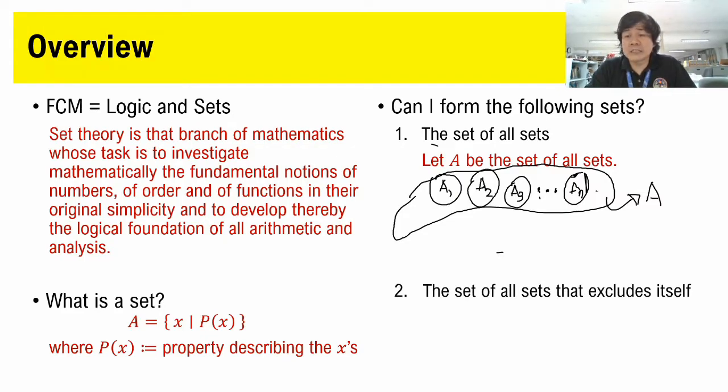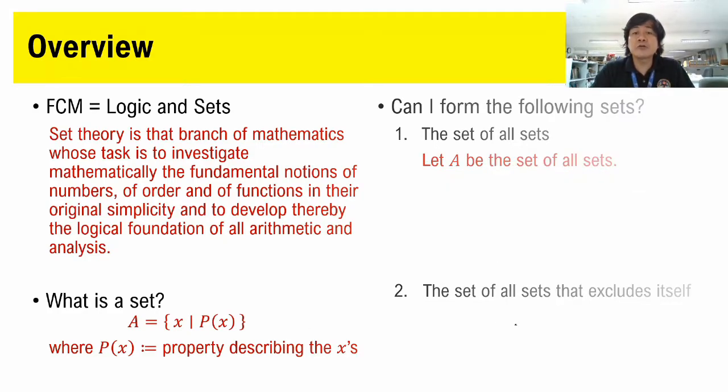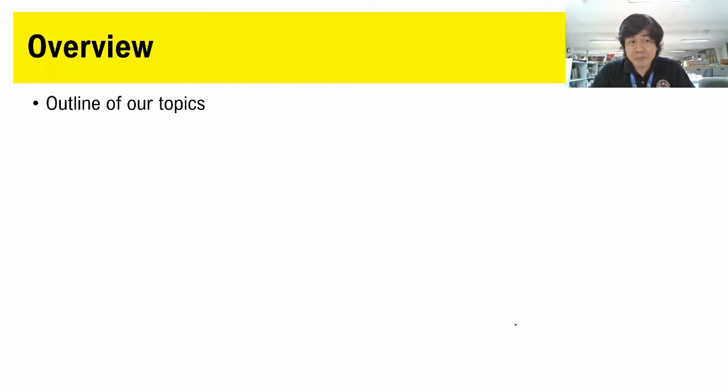Second, how about this set? The set of all sets that excludes itself. So is this set a set? So these two examples can be considered as sets if we only consider this definition of a set as collecting together elements having the same property. However, in this class, we will have the following topics.